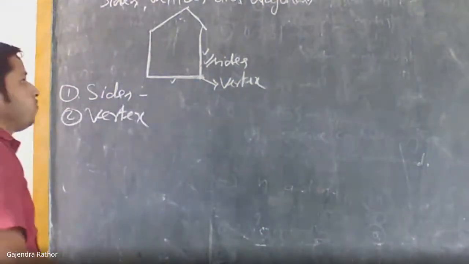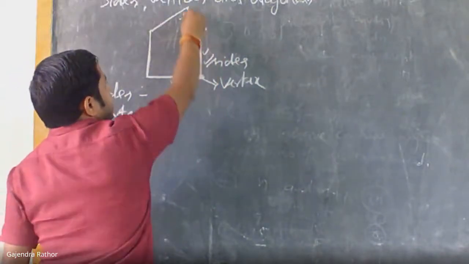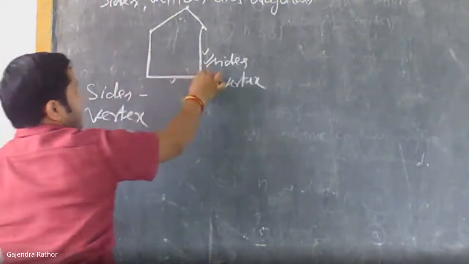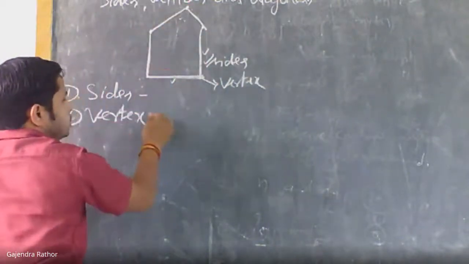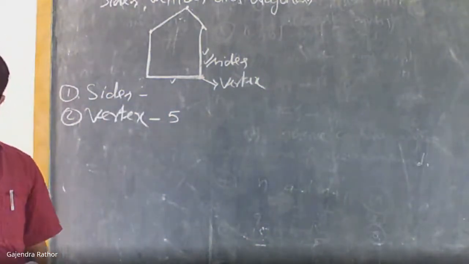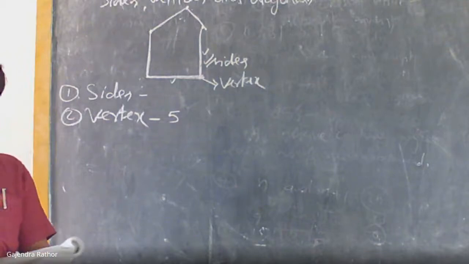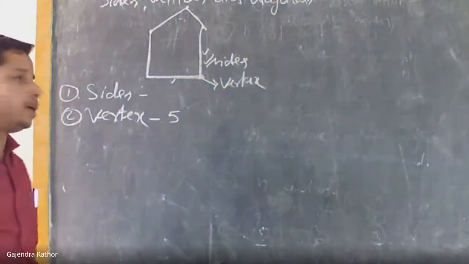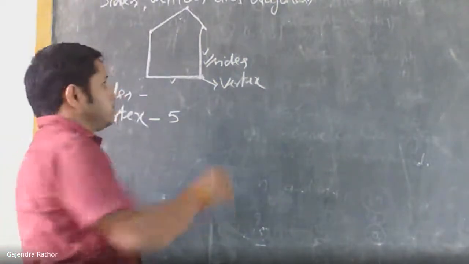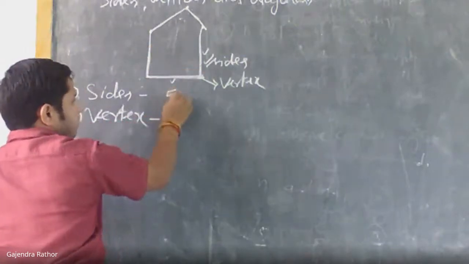Yeah, correct answer, 5. Because this is one, this is one, this is also a meeting point. Next, this is, and this is, and this is. So there are 5 vertices in this polygon. How many sides in this polygon? There are 5 sides, 5 line segments. 1, 2, 3, 4, 5.